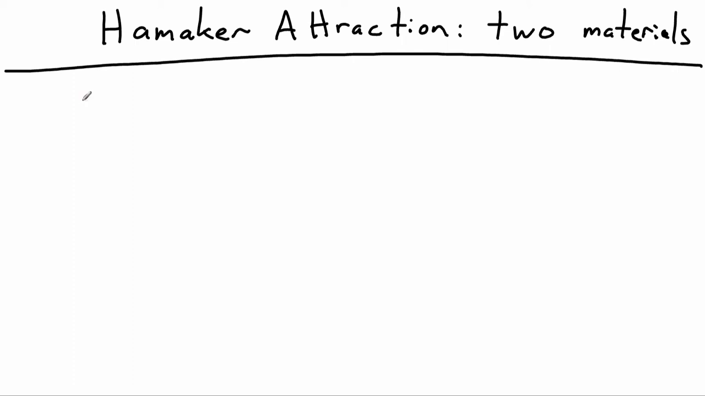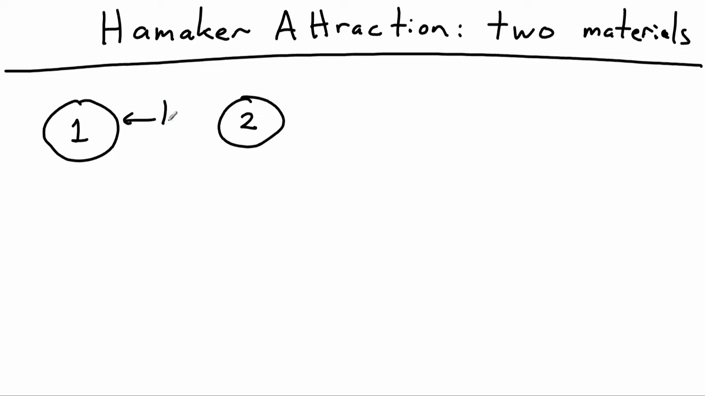Imagine we had two materials, two nanoparticles, but this time they're made of two different materials. So we have two nanobeads. Maybe one is silica and the other one's titanium or something like that, separated by a distance h. It turns out it's pretty easy to find the attraction between them.